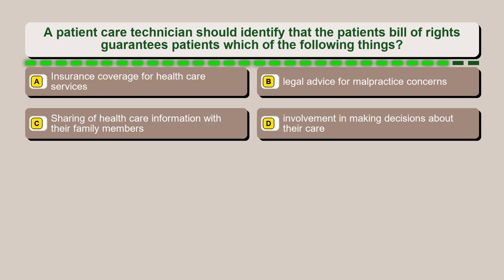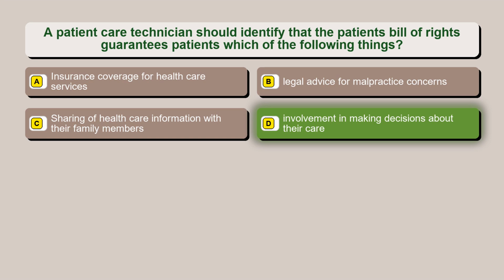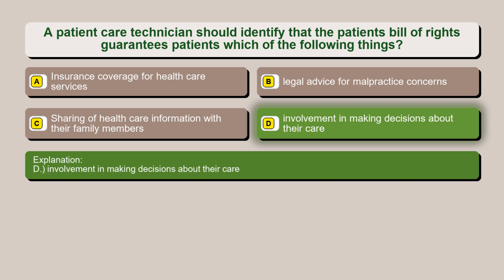Question 5. A patient care technician should identify that the Patient's Bill of Rights guarantees patients which of the following things? Option A. Insurance coverage for healthcare services. Option B. Legal advice for malpractice concerns. Option C. Sharing of healthcare information with their family members. Option D. Involvement in making decisions about their care. The correct answer is option D. Involvement in making decisions about their care.